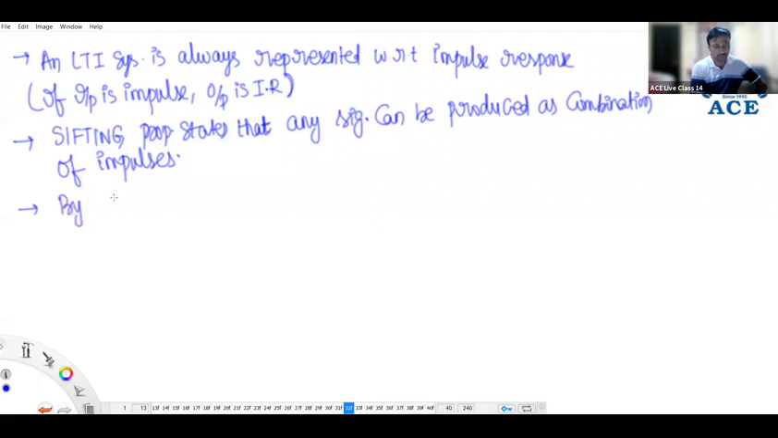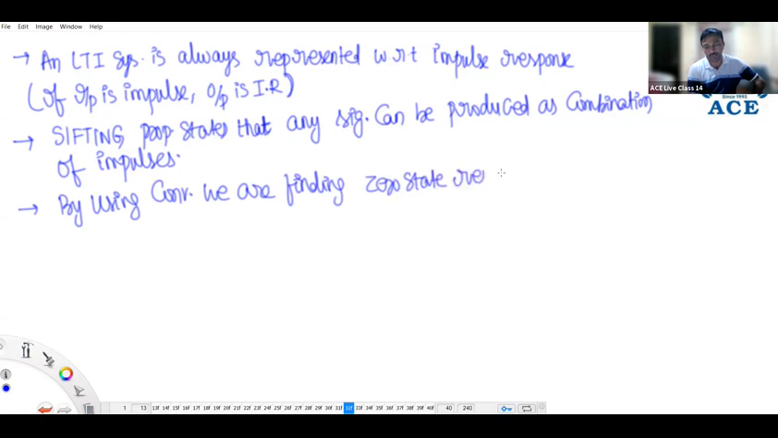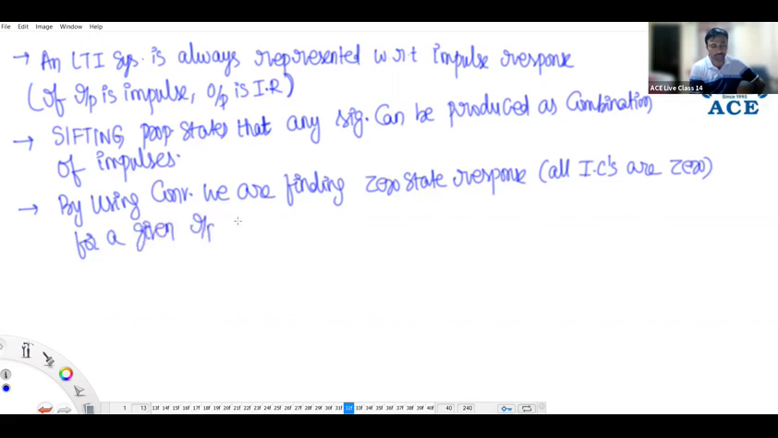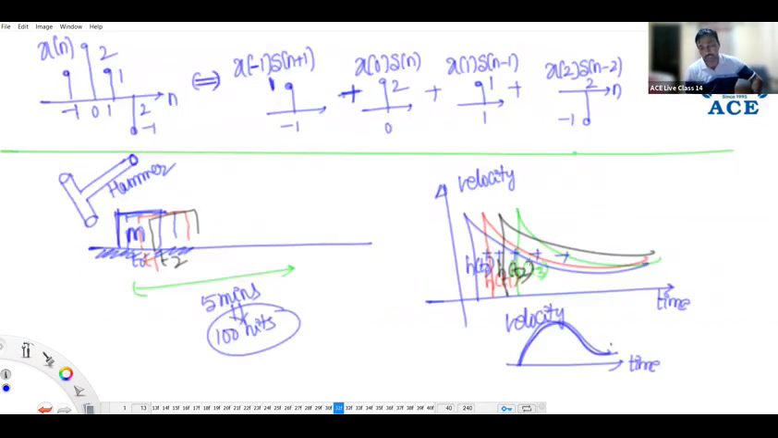Last point, by using convolution, we are finding the zero state response. State means initial condition. Zero state means all initial conditions are zero for a given input and system. By using convolution, we are finding the zero state response for a given input and system. Roughly, I explained here how the convolution is done, that we have to check now, sir.